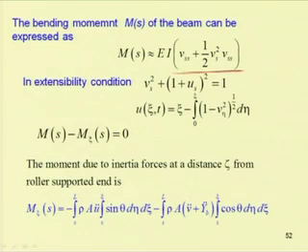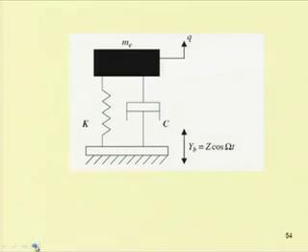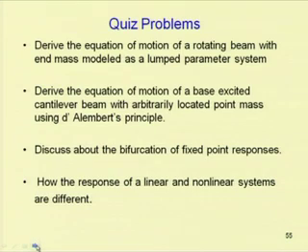One can write the bending moment, and now by using this inertia term, one can write this bending moment minus the bending moment due to inertia equal to 0, and derive the resulting equation of motion. One can also model the system like a spring mass damper system with moving base and find the equation of motion. So, let us see some quiz problems.